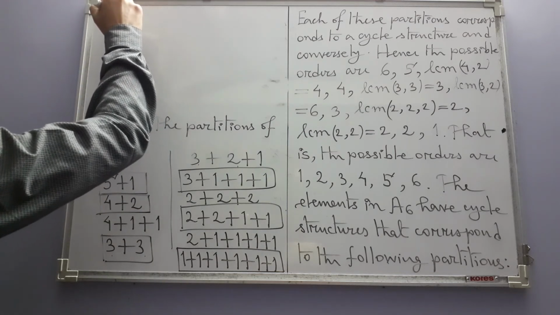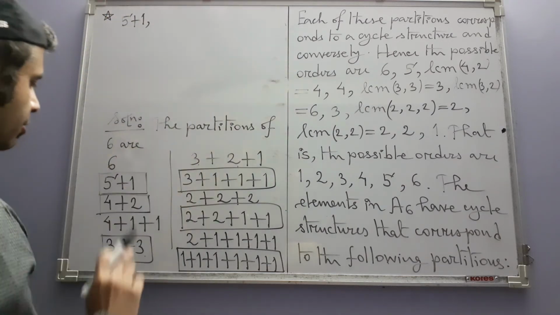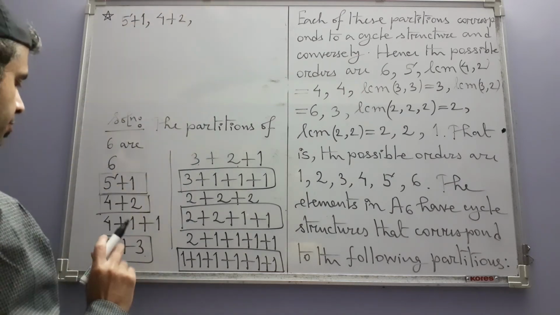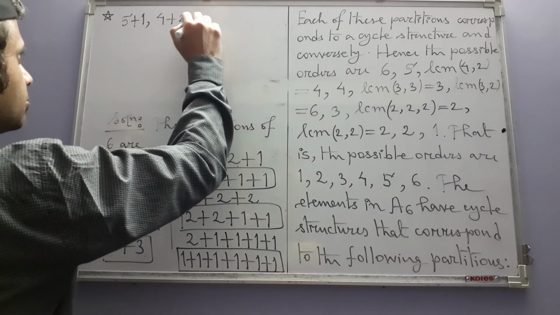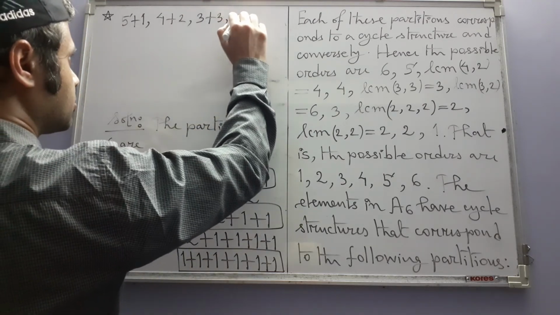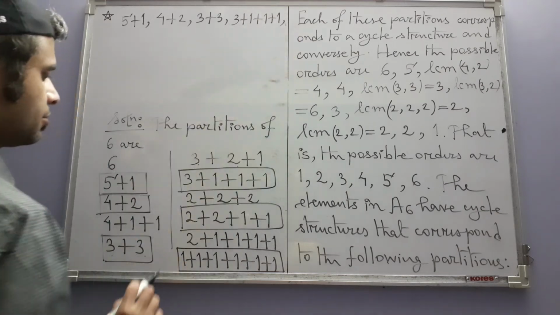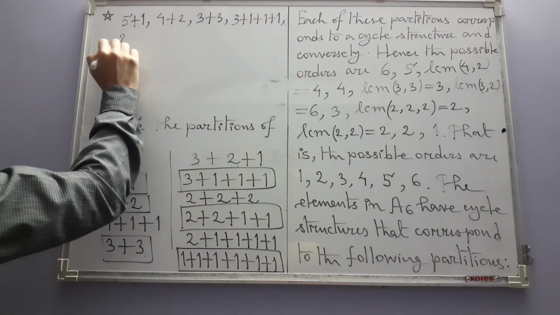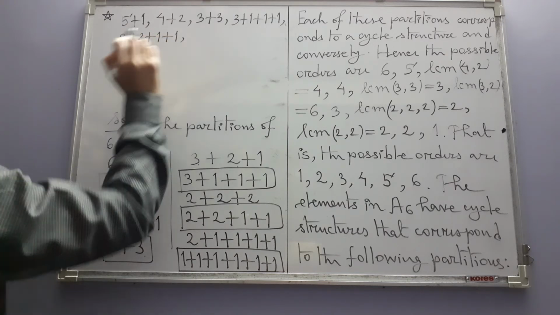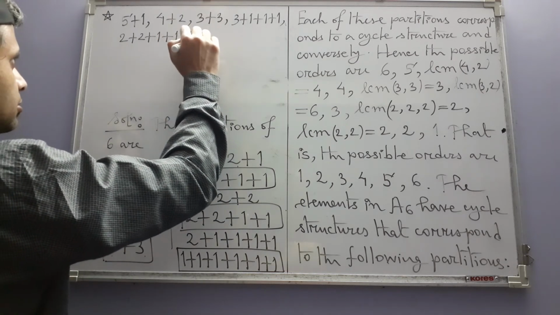Five plus 1. This time we can write normally: 4 plus 2, 3 plus 3, 3 plus 3 ones, then 2 twos and 2 ones, and finally 6 ones.